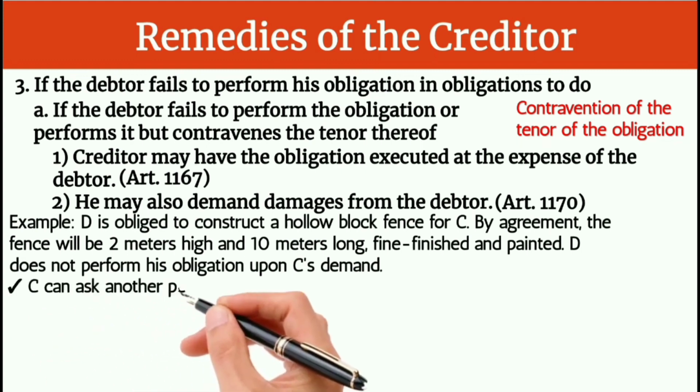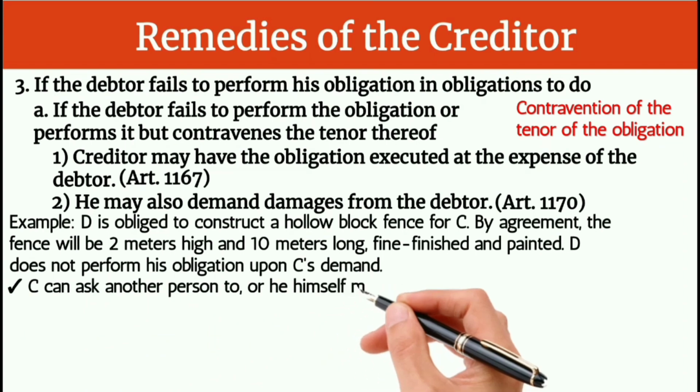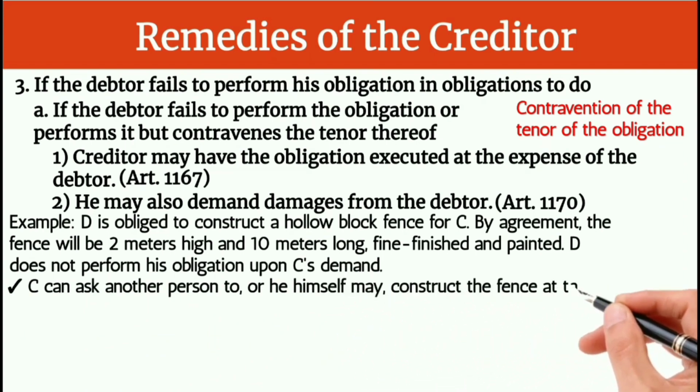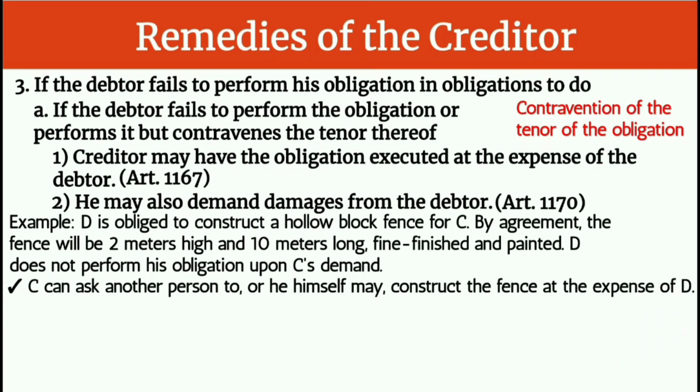In this case, C can ask another person to, or he himself may construct the fence at the expense of D. So, ang gagawin ni C, pwedeng siya ang mag-construct ng fence or mag-hire siya ng ibang tao para mag-construct ng fence. Pero yung gastos ay shouldered ni debtor or D. Aside from that, C can also ask for damages from D.